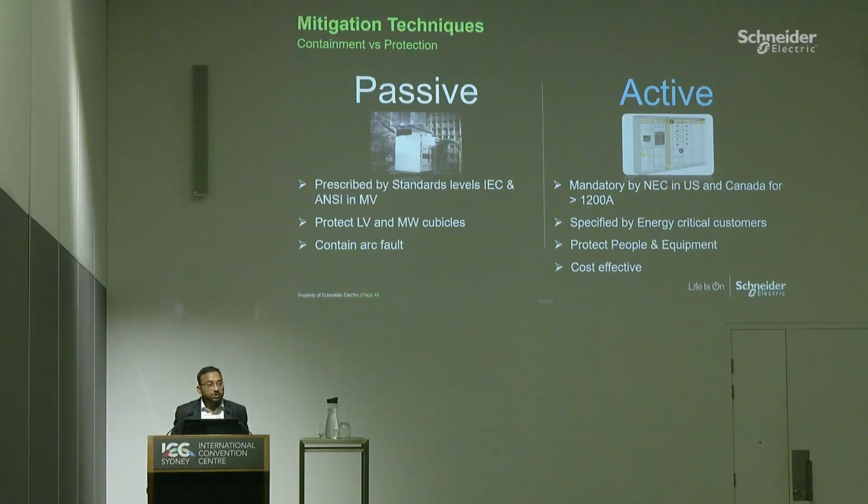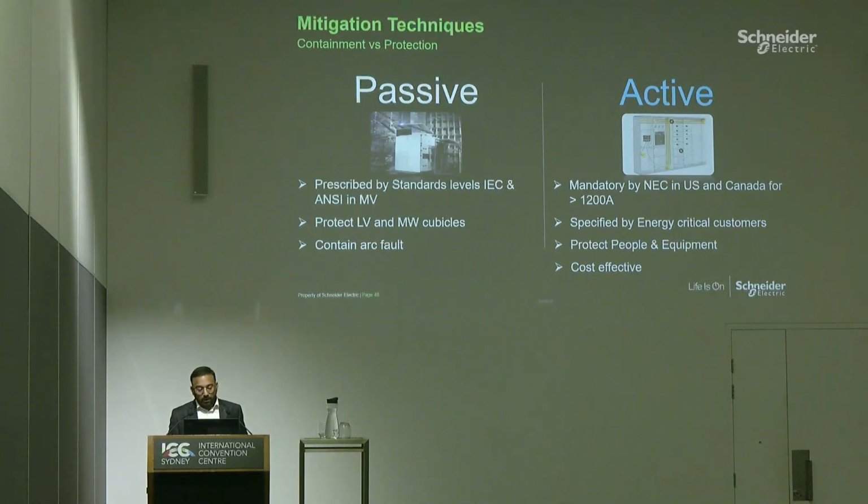Passive is something which is a part of the switchboard in the form of an arc compartment, where the arc is contained. So in passive, people normally say there is a containment which is happening. There is no mitigation which is happening. A real mitigation happens in an active arc flash protection. Okay? So passive is also prescribed by standards, IEC, ANSI. It protects both LV and MV cubicles. It contains the arc fault. And you have to really understand when you are containing the arc fault and when you are mitigating the arc fault. The definition lies, the understanding lies in terms of incident energy.